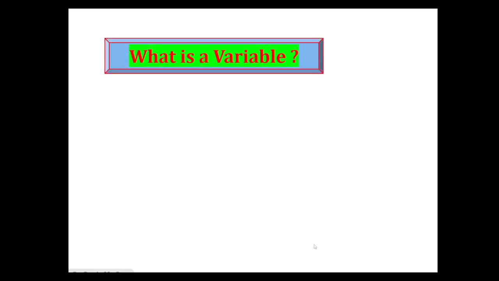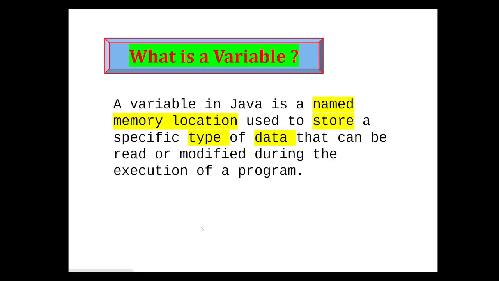So let us first understand what is a Java variable. A Java variable is a named memory location used to store specific type of data that can be read or modified during the execution of the program. So what does this mean? So let us understand it with some example.